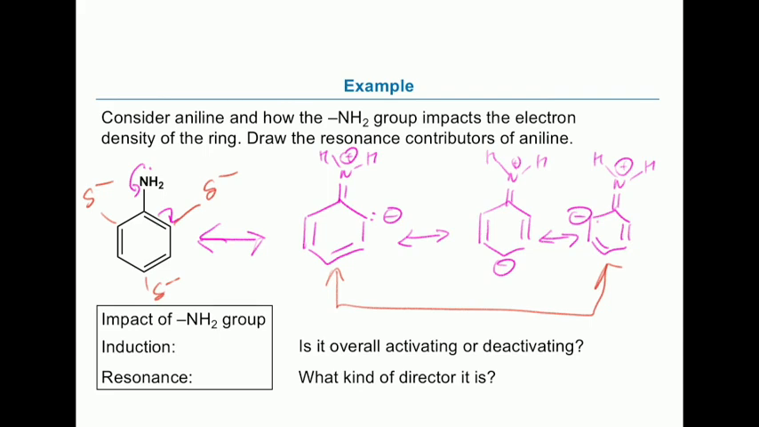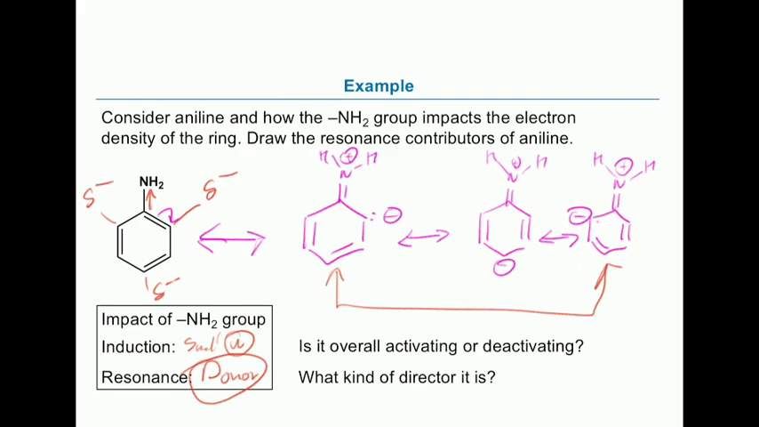But induction, it's going to be a small withdrawing group, right? Because of the electronegativity difference between carbon and nitrogen, if you go across the row, nitrogen is more electronegative. It will be a little bit of a sigma withdrawer, right? The sigma bond is going to pull back on this. But in terms of resonance, it is a donor. The overall impact here is that lone pair is being donated to the ring. We're going to have a higher concentration of electron density in this benzene than we normally would.